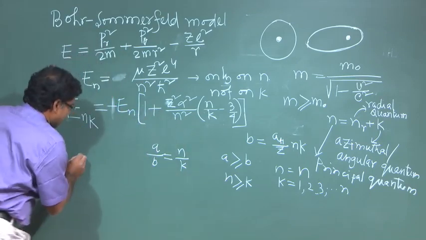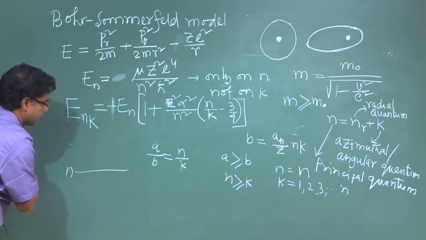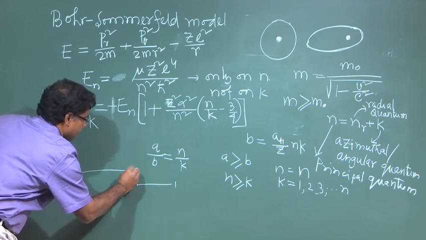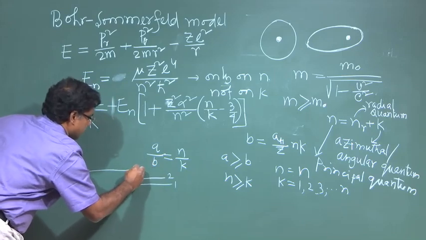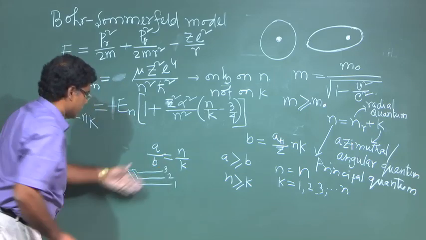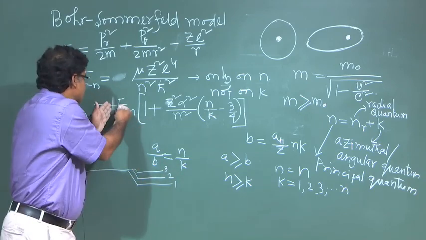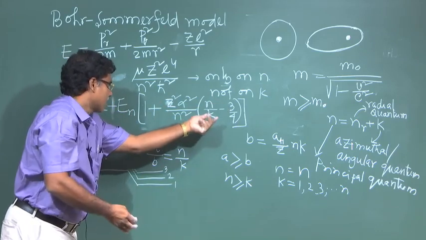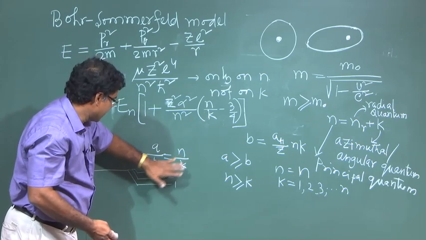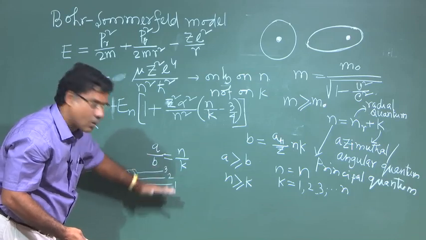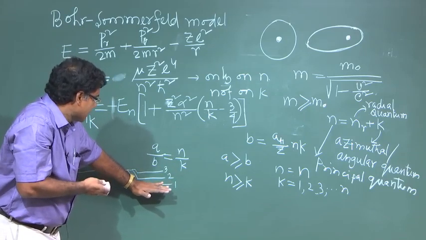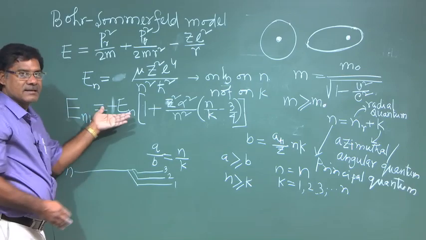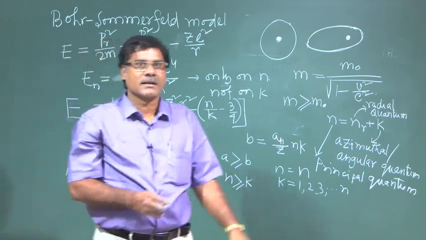So your energy level, whatever n value, now for the k value, lower k, say 1, then 2, then 3, it will be lower. Always this value is more negative, because something is added to 1. For lower k value it will be lower, and as k is increasing, it will be less negative. But all the time the E n k value is always lower than the E n value.